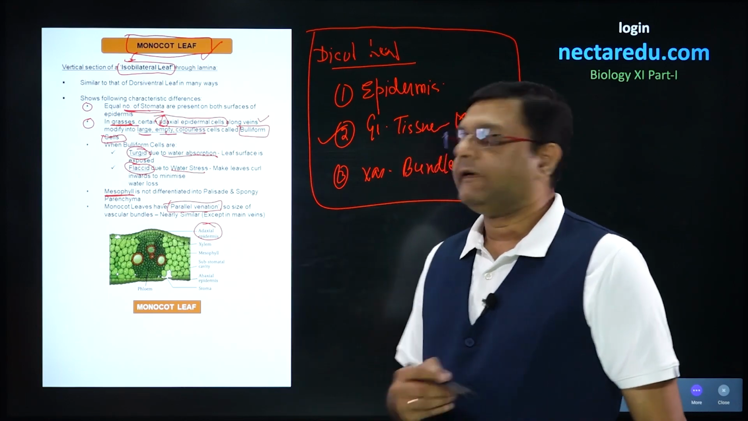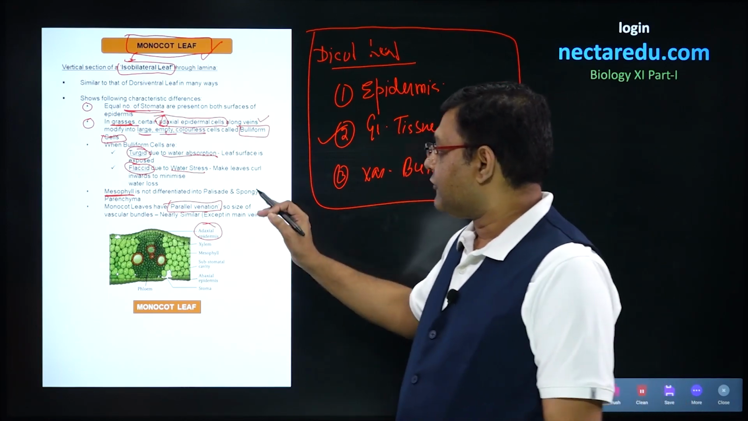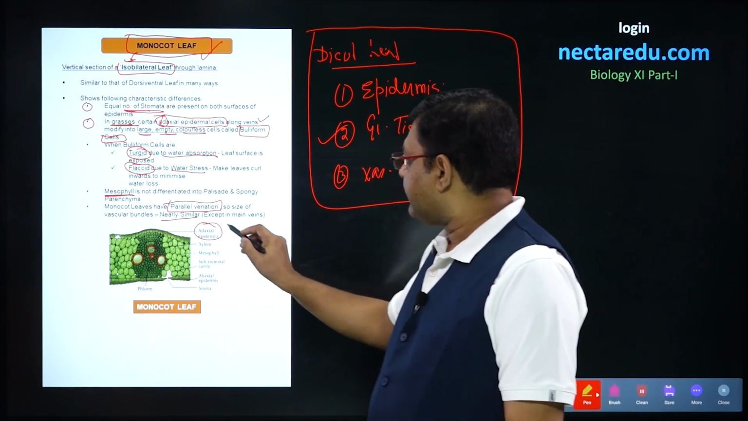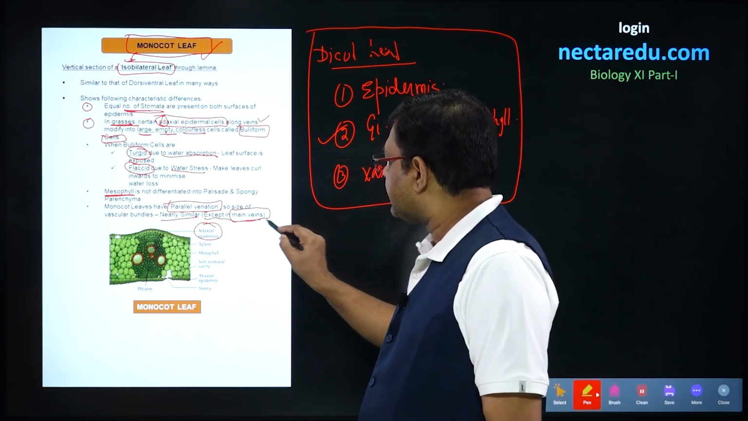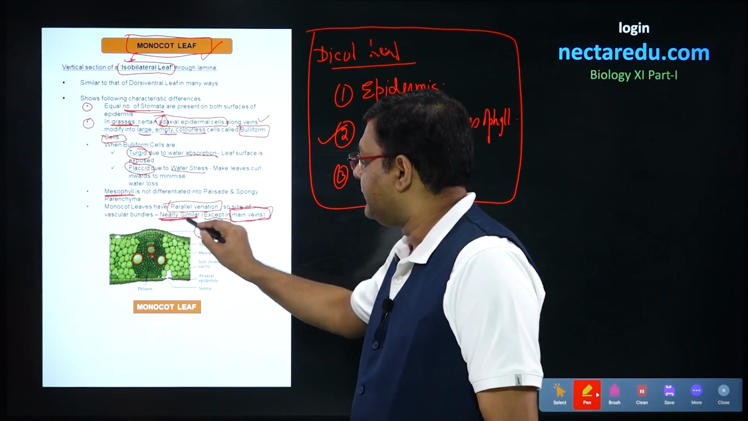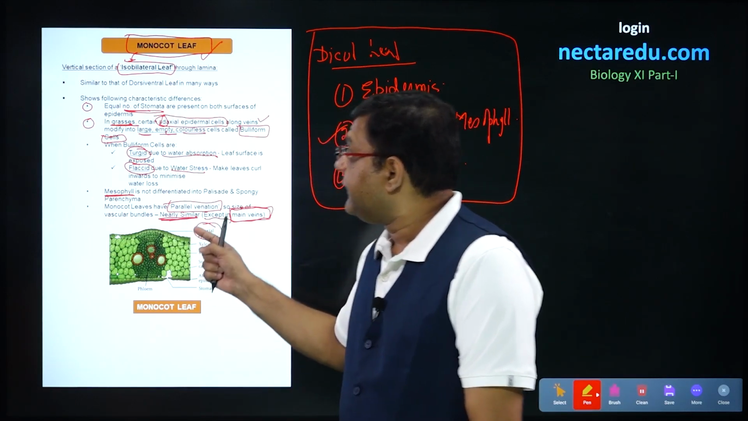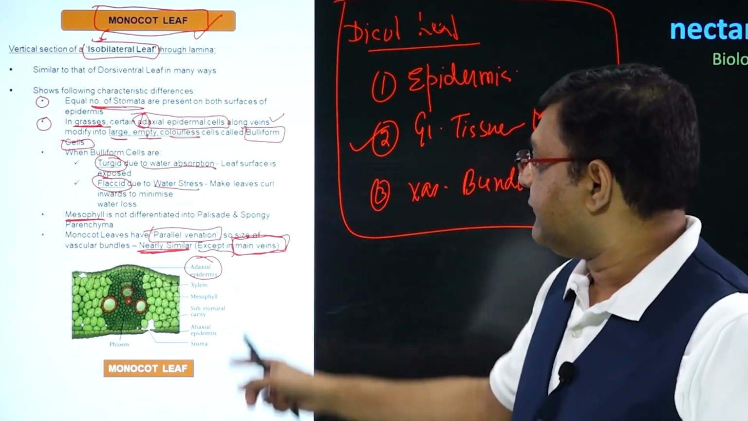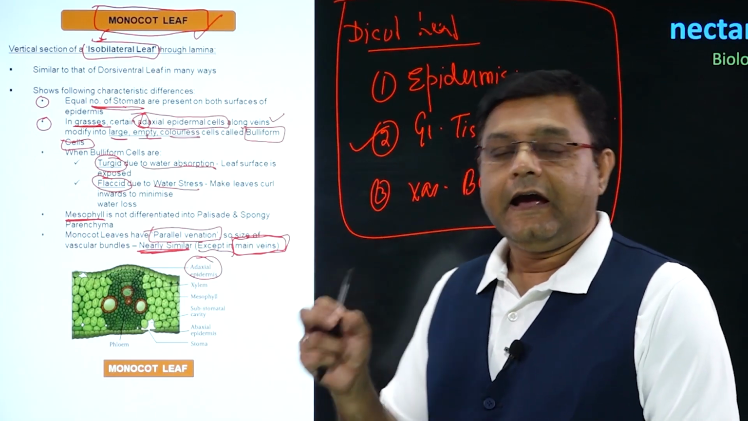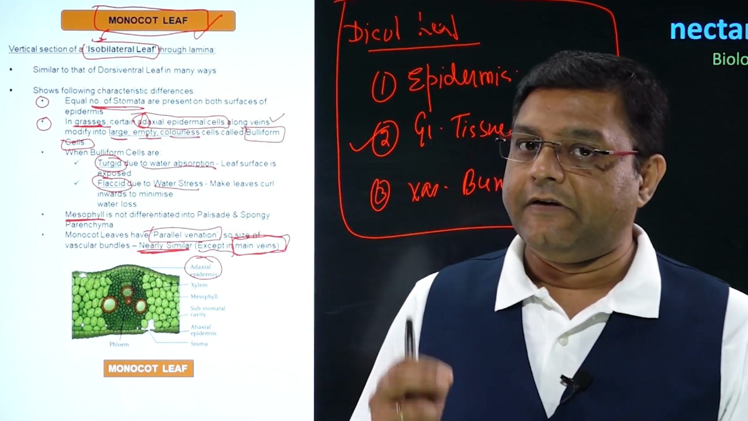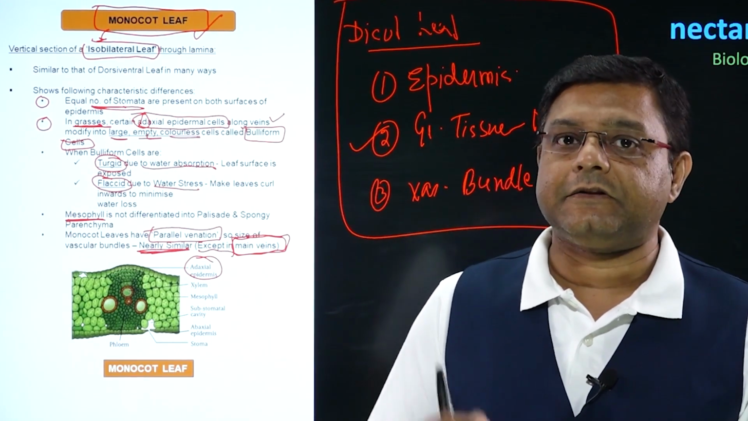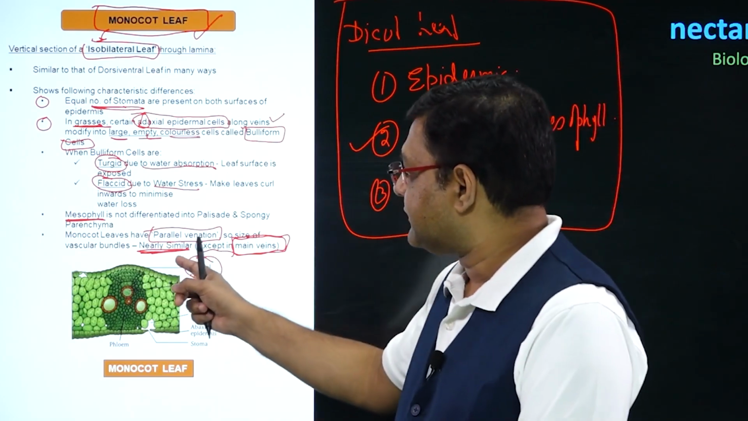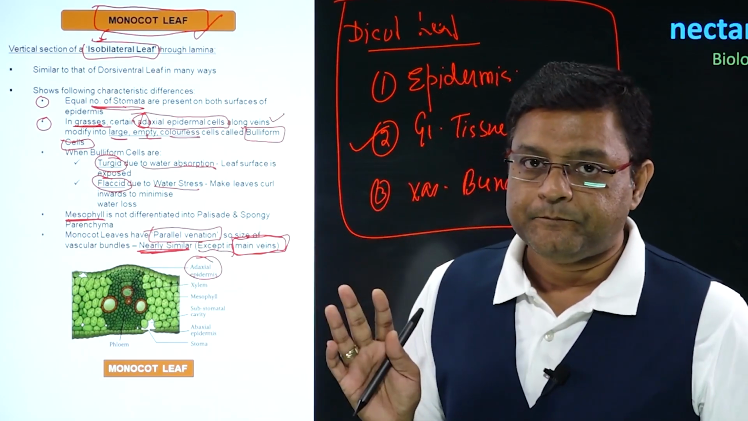So, if parallel venation is there, then the size of vascular bundles will be nearly similar. There will be some difference in the case of main veins. Otherwise, it will be nearly similar. But if we talk of this condition in dicot leaf, it had reticulate venation, and that is why larger veins had larger vascular bundles and thinner veins had smaller vascular bundles. But in this case, it will be nearly similar.